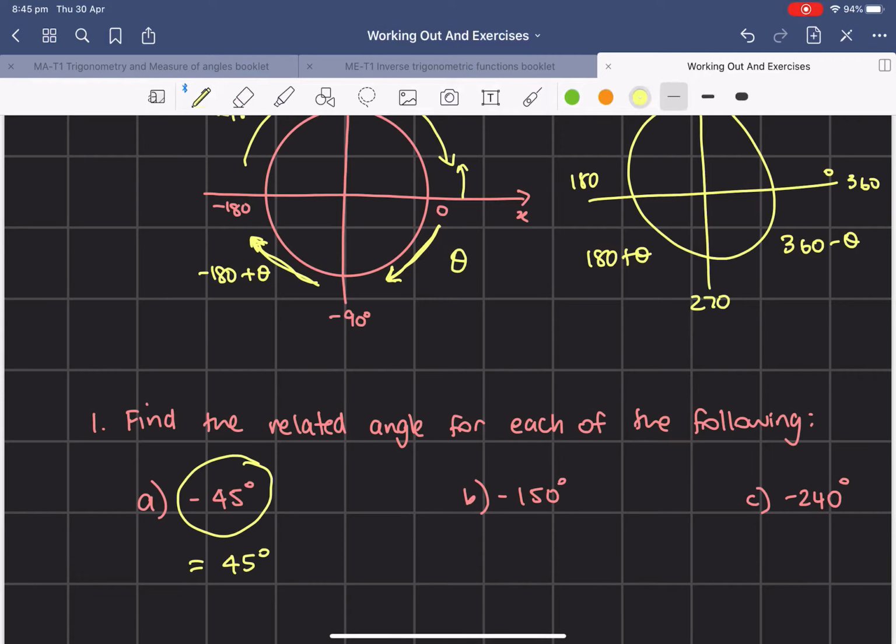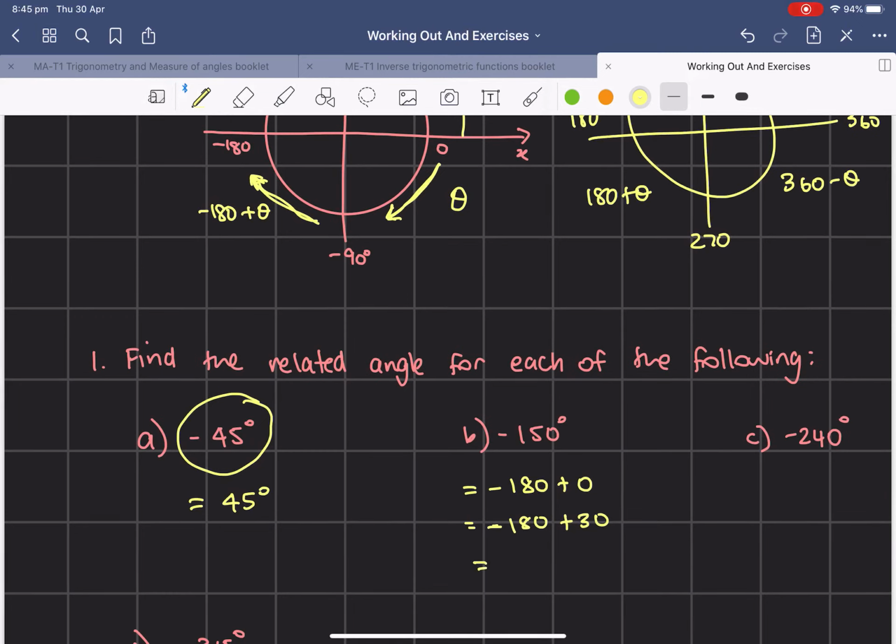To get 150, it's in the third quadrant, so it's negative 180 plus theta. So negative 180 plus 30 will give me negative 150. So the reference angle is just 30.